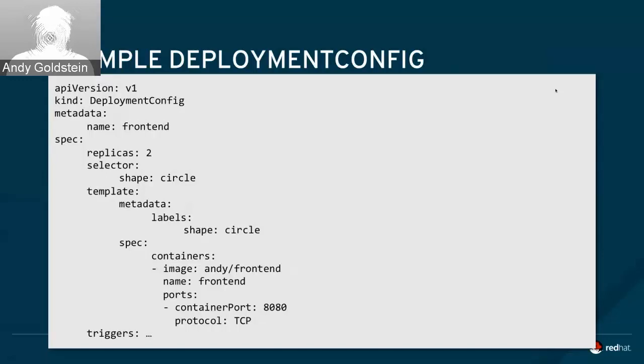This one's pretty basic. I've stripped out some items that aren't relevant to this example, but I have a deployment config called frontend. It has two replicas, I have a selector defined, and I have a single container that's running the Andy/frontend image, whatever that happens to be, and it exposes one port on 8080.